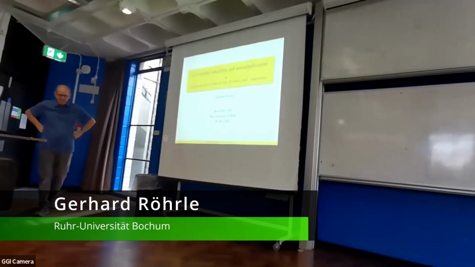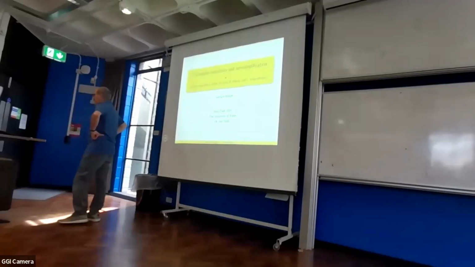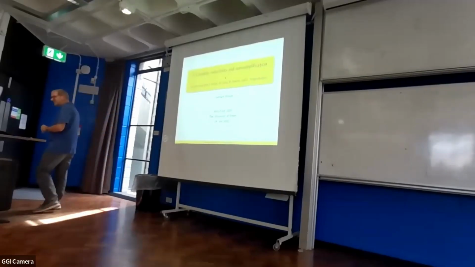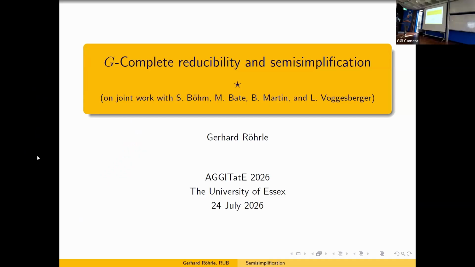G-complete reducibility, Michael introduced that on Wednesday, and he talked about the connection between GIT and G-complete reducibility: closure of certain orbits being equivalent to a group being G-completely reducible. So I want to emphasize that bridge again and do this in a rational fashion.